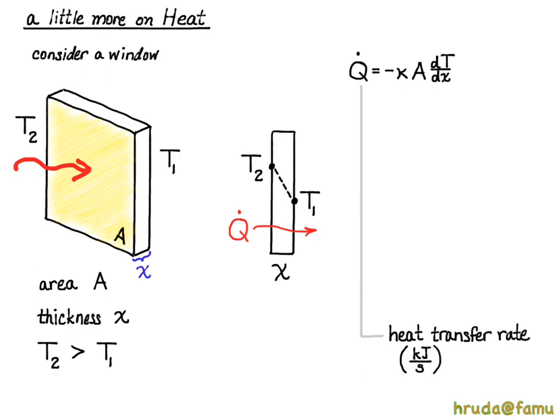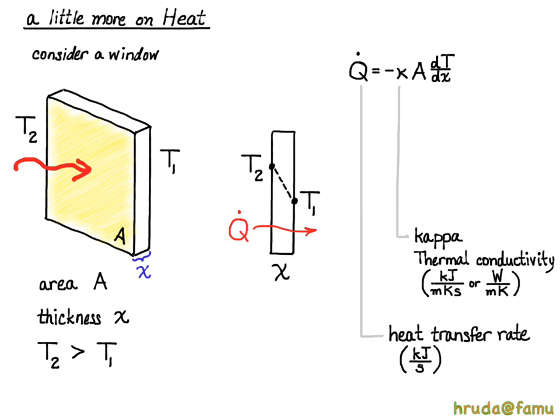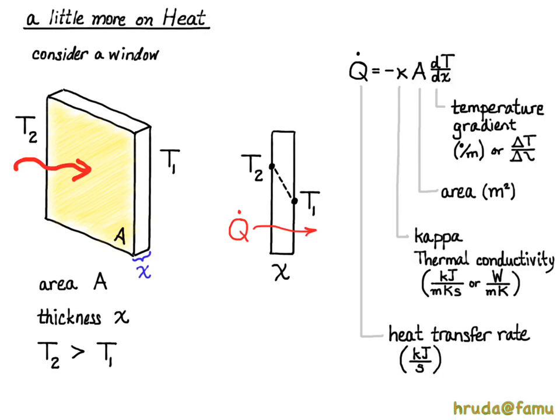It would be in units of kilojoules per second. Kappa is the thermal conductivity. That is a value that varies for each substance. Each substance will have a different kappa. The units for kappa would be kilojoules per meter Kelvin second, or sometimes you'll see it as watts per meter Kelvin. Area is the cross-sectional area of the object, and dT/dx is the temperature gradient. That is the difference in temperature divided by the distance, or we could say that that is delta T over delta x.